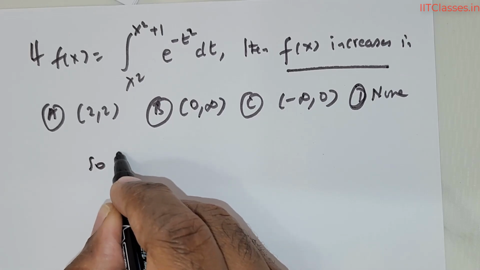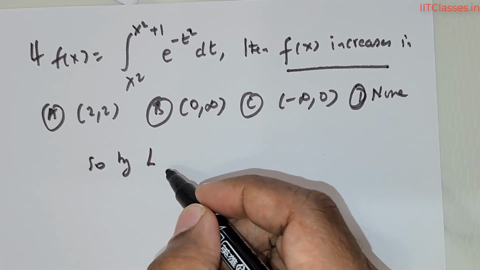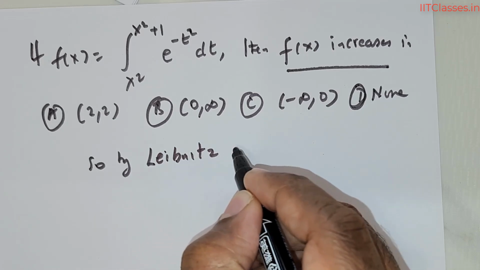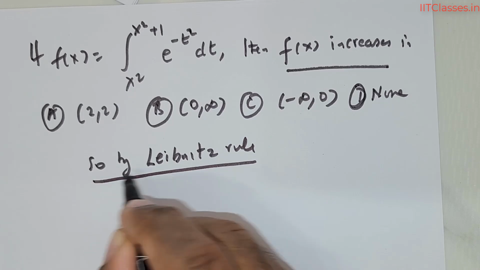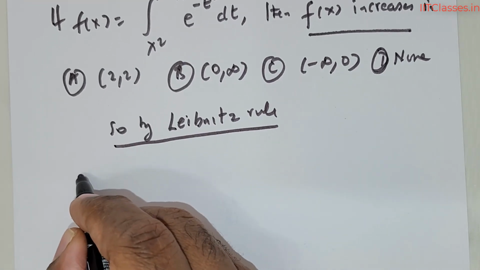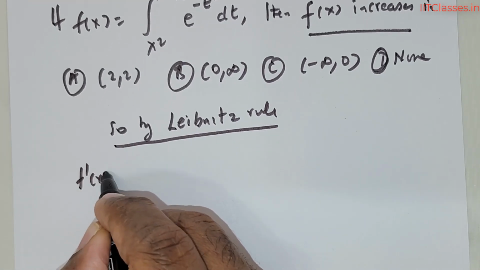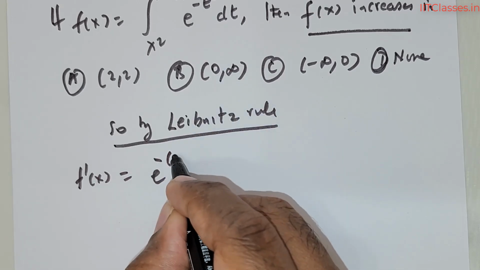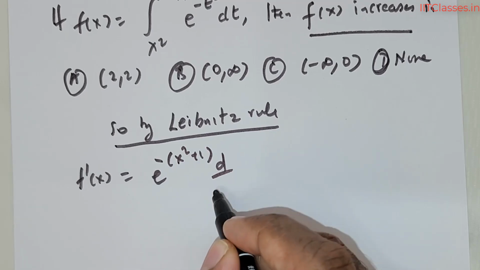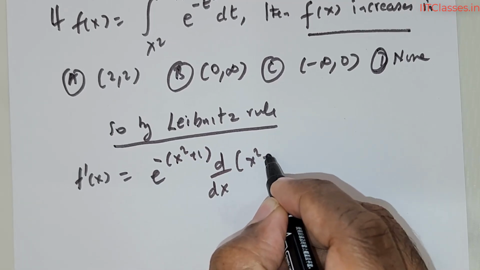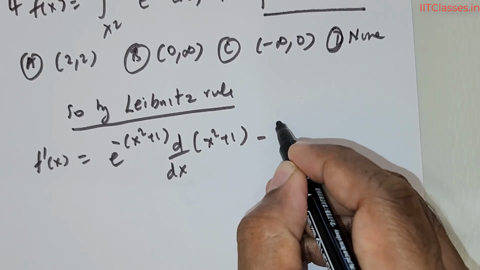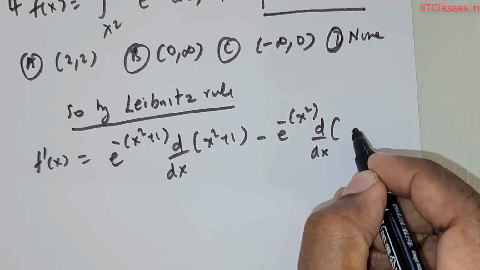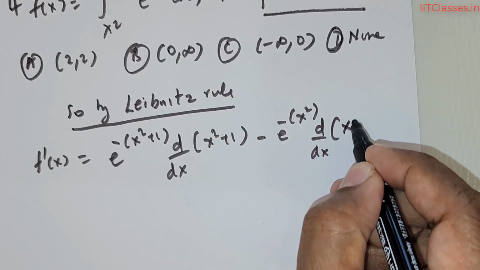So by Leibniz rule, we can extract f dash of x as e raised to the power of negative of (x squared plus 1) whole squared times d over dx of (x squared plus 1), minus e raised to the power of negative x squared whole squared times d over dx of x squared.